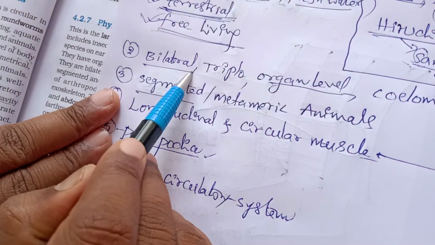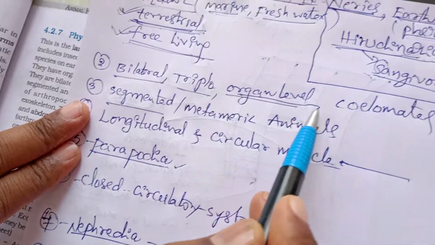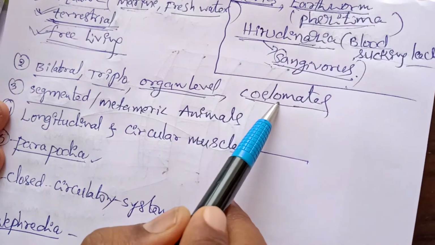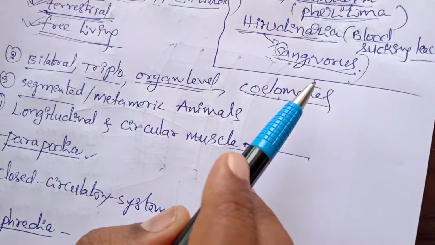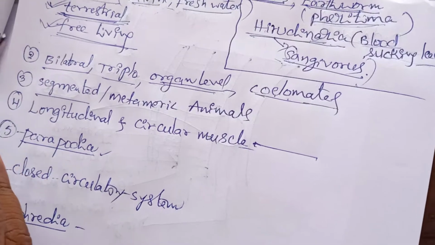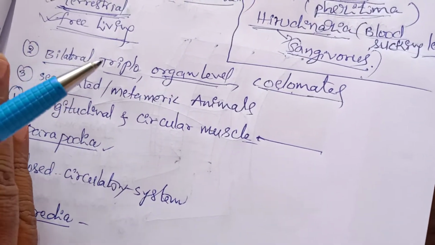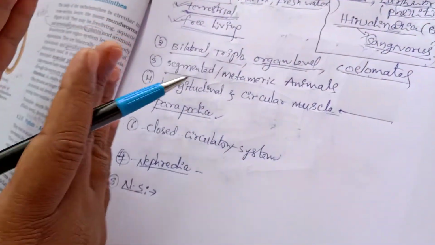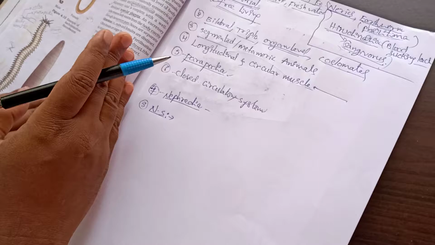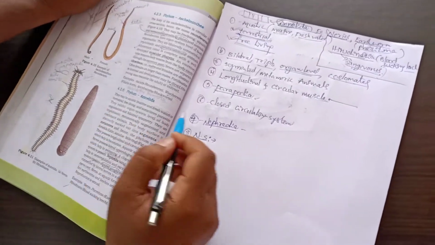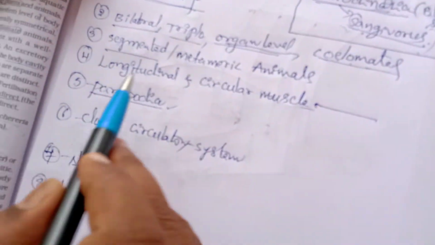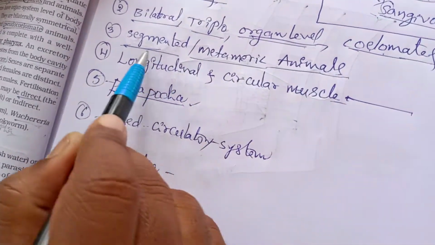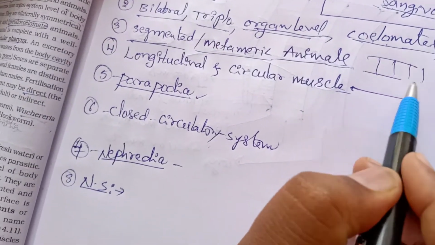Next, the animals are bilateral, triploblastic, with organ level of organization, and they are all coelomates. We already discussed in the previous class that platyhelminthes are acoelomates, flattened animals, and Aschelminthes are pseudocoelomates. But the coelomic animals start from here onwards. So annelids are coelomates. Body cavity is present. Next, the body is segmented and metameric, divided into segments.